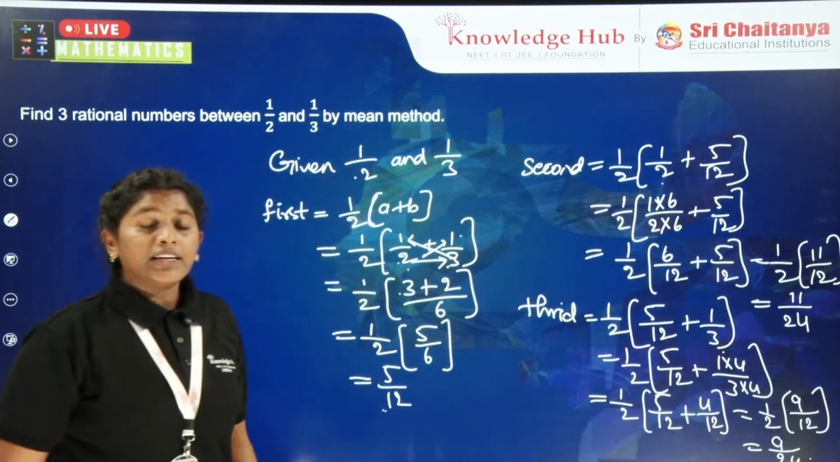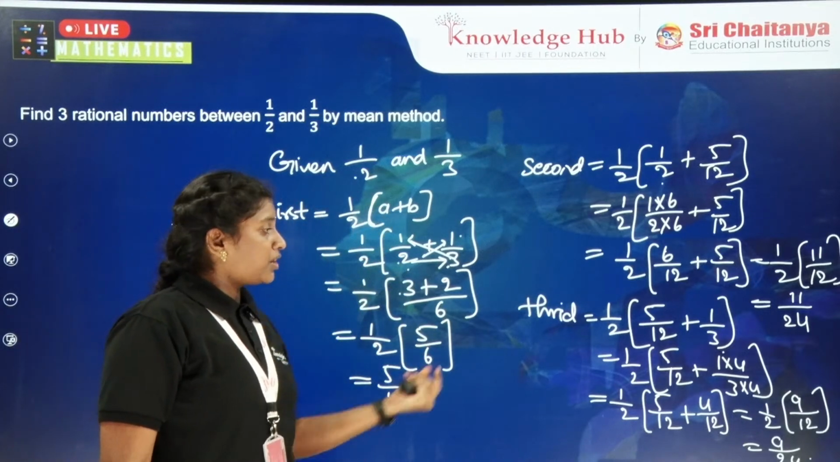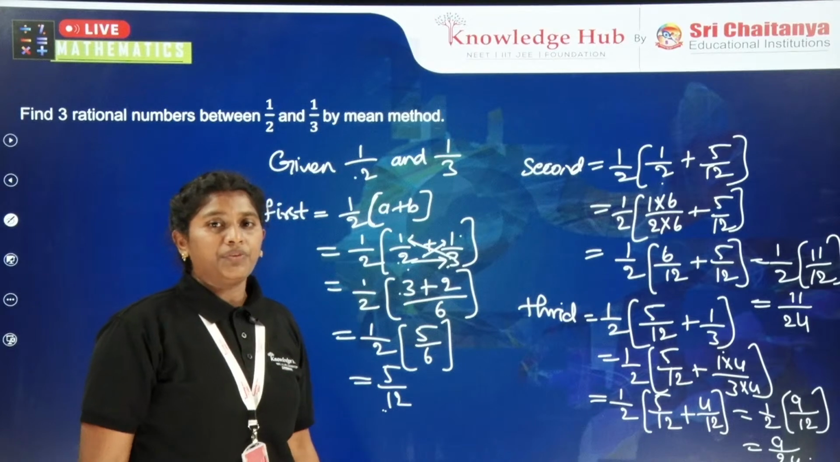Okay, so we finally got the 3 rational numbers between 1 by 2 and 1 by 3: 5 by 12, 11 by 24 and 9 by 24.